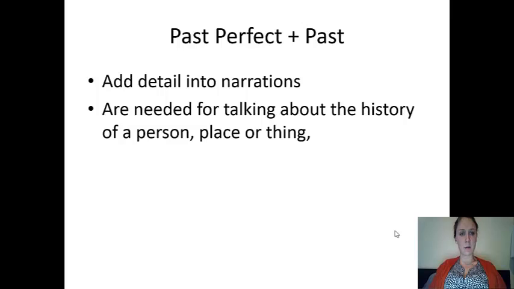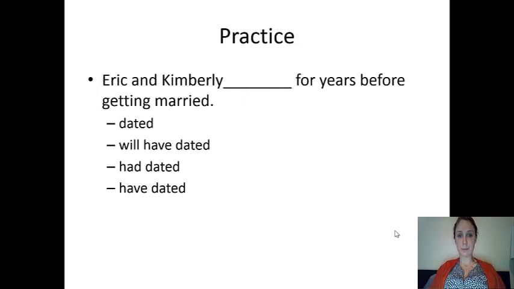Alright, so both the past perfect and the past are needed to add detail into our narrations of events that have happened to either us or other people in the past, but they're also needed for talking about the history of a person, place, or thing. So they're really important for writing in humanities. If you're going to write about anything historical, I guarantee you're going to use the past perfect and the past. So thinking forward to your writing assignment about whether globalization is positive or negative, I bet you're going to need both. Let's take a look at 4 examples together before you do some examples on your own.